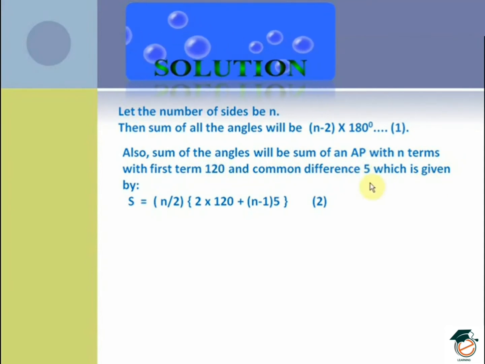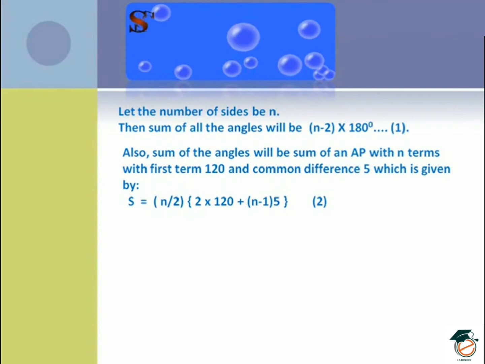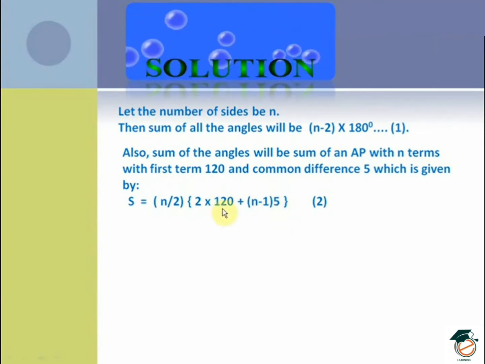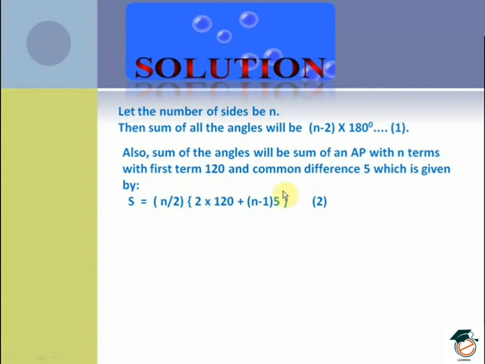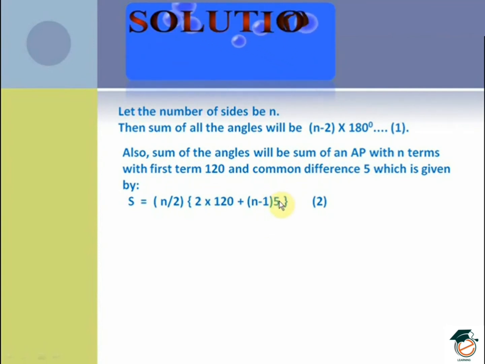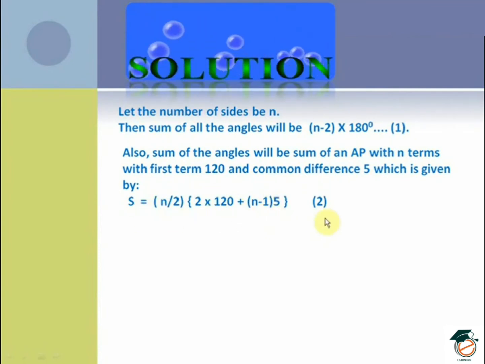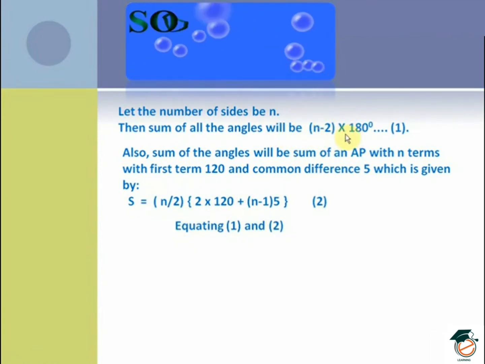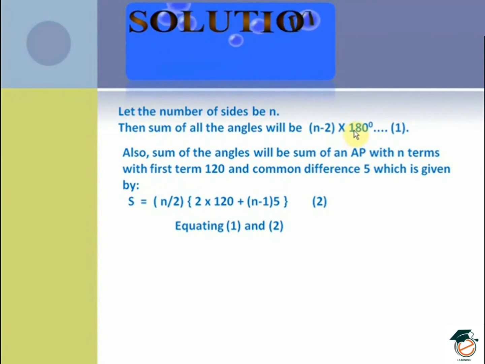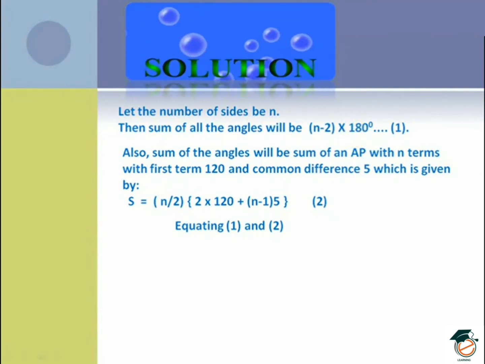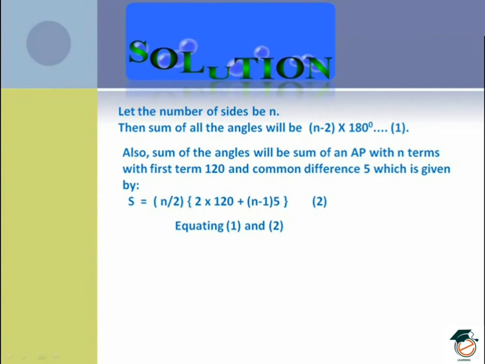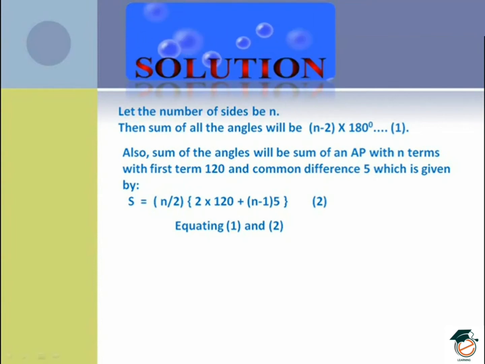So the sum of all the angles would be equal to n by 2 into [2 into 120 degrees plus (n minus 1) into 5]. Here a is equal to 120 degrees and the common difference is equal to 5. So we get this expression. Equating 1 and 2: this is the expression for the sum of all the angles of a polygon with n sides, found by using the condition that the angles are in AP. So the sum would be the same, and so we can equate 1 and 2.